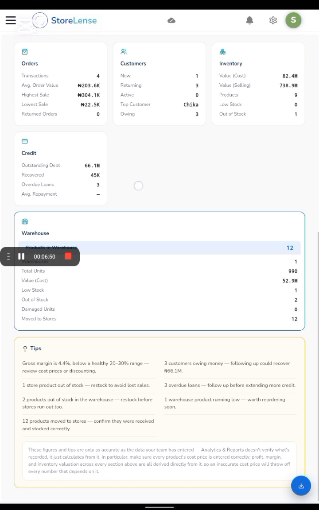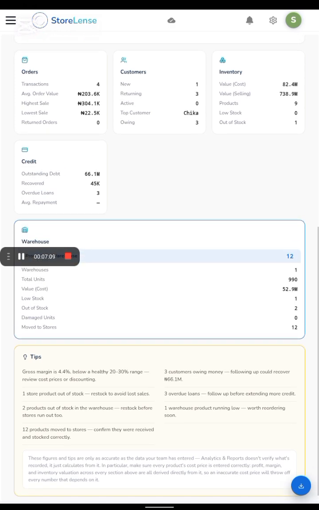Now the credits will show you outstanding debts. How much of my money is still outside? How much have I recovered? How many credit sales are overdue? And what is the average repayment rate of my customers? These things will be under the credit.